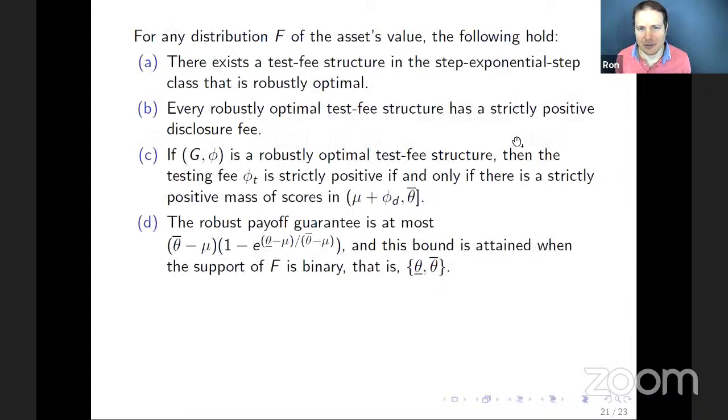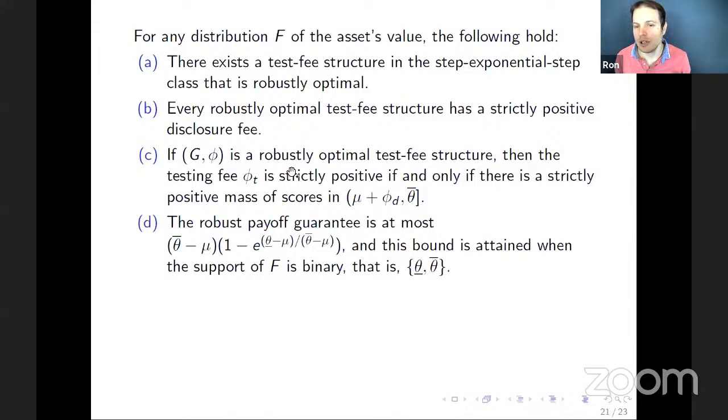So this is the formalization of this theorem. We're going to have an optimal test fee structure in the exponential step class. It will always have, any optimal test fee structure will have a strictly positive disclosure fee. I didn't stress that recently, but I will now. It always has a strictly positive testing fee, may or may not have a strictly positive disclosure fee.